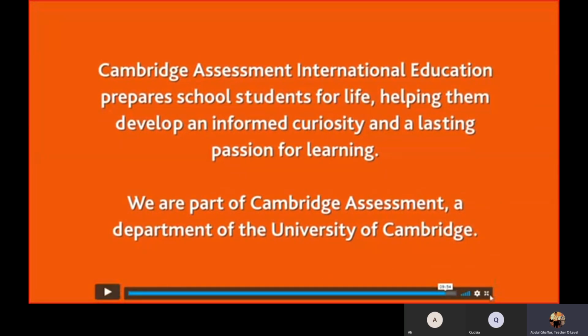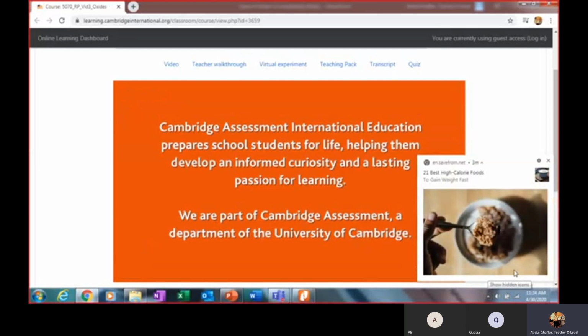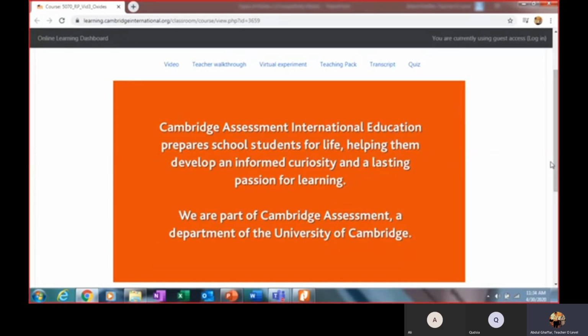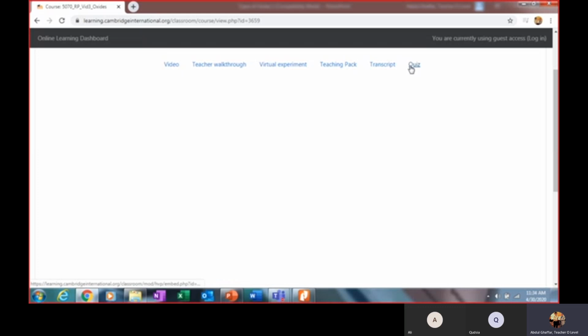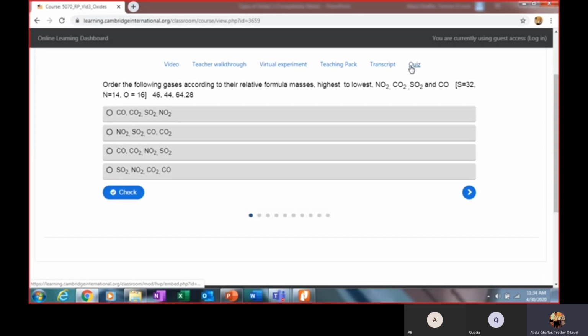Okay, so this was related to the acidic oxide, basic oxide, and neutral oxide. Right now, we are moving to the quiz. Right at the end, I will highlight the worksheets. Okay, so now look at this one, Kuchia. Order the following gases according to the relative formula mass, highest to lowest. Right?